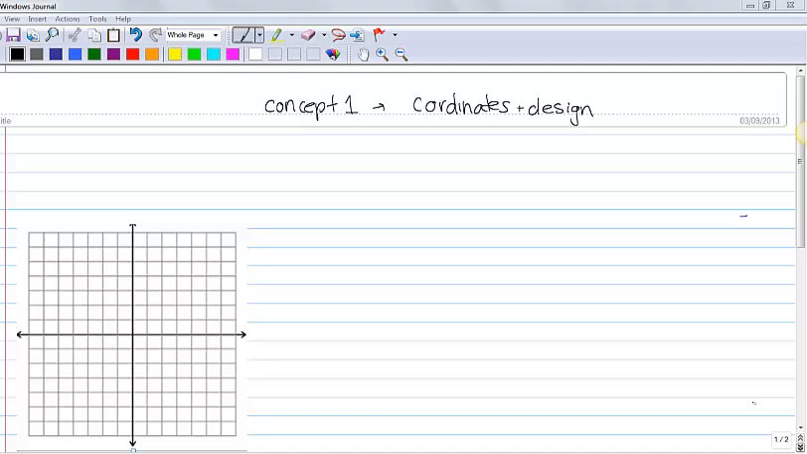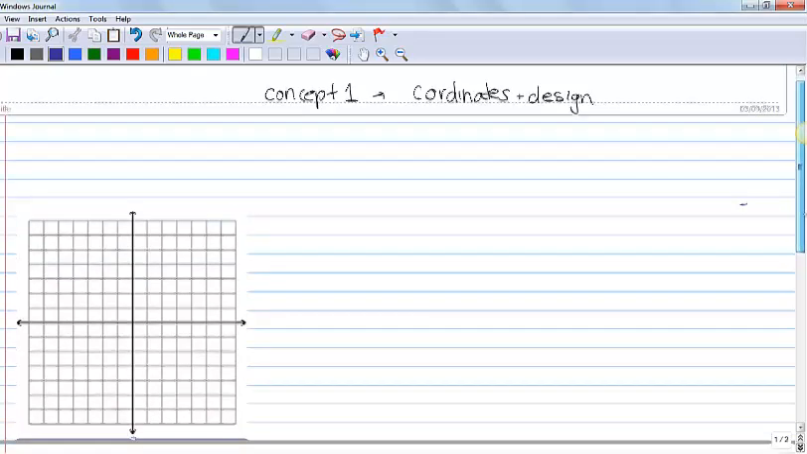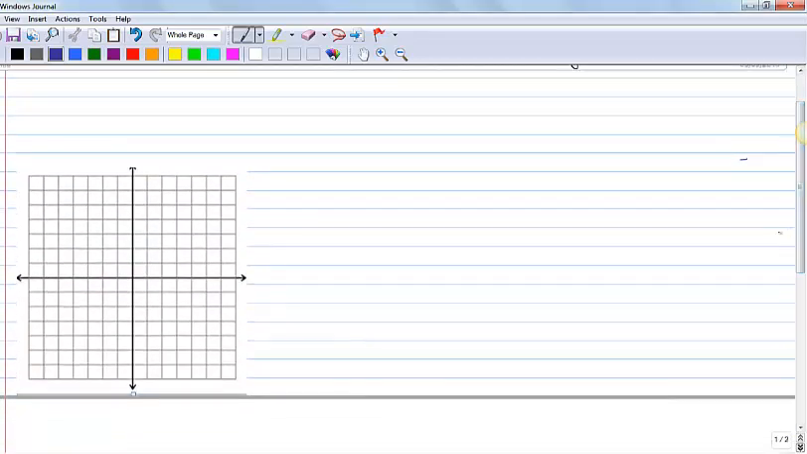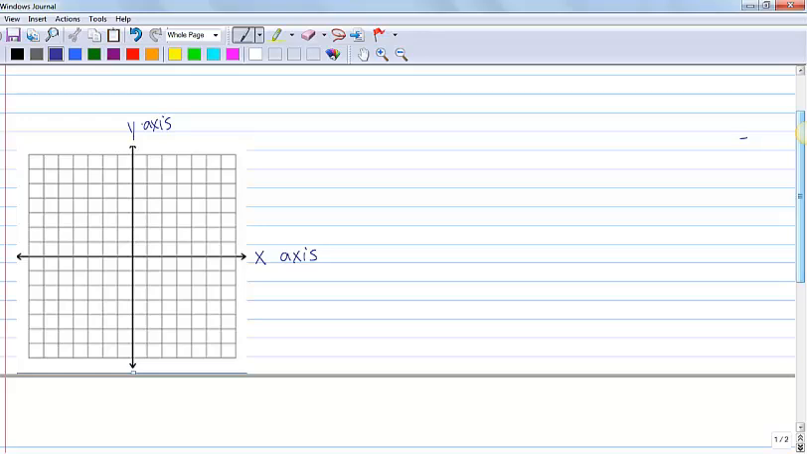Hi, welcome to the short tutorial on concept number 1 from the grade 7's Big Ideas about coordinates and design. You can see here that we have a grid. Just a reminder that the horizontal line of that grid is what we call the x, and the vertical is the y-axis. Now, when it comes time to label your grid, the middle or the origin is your 0.